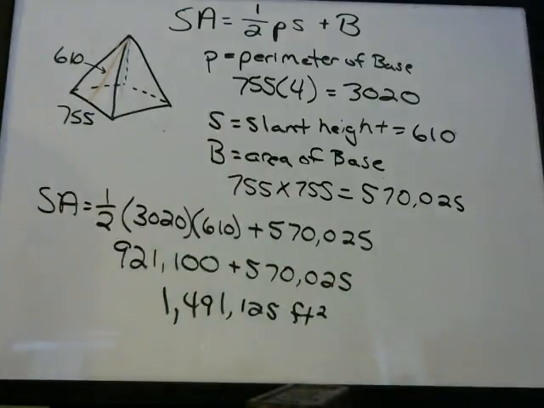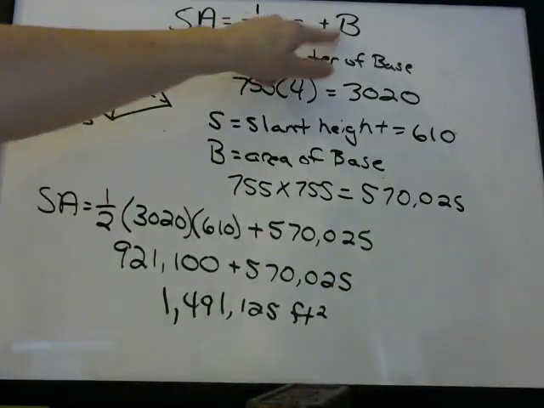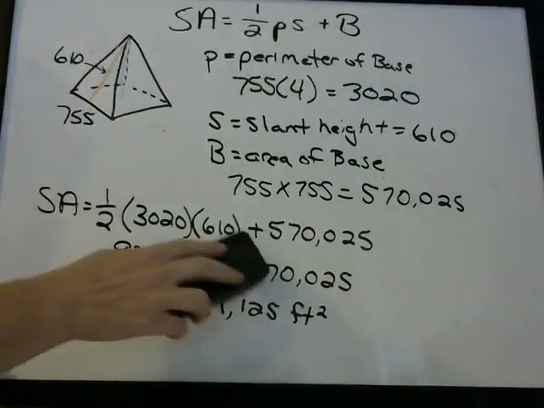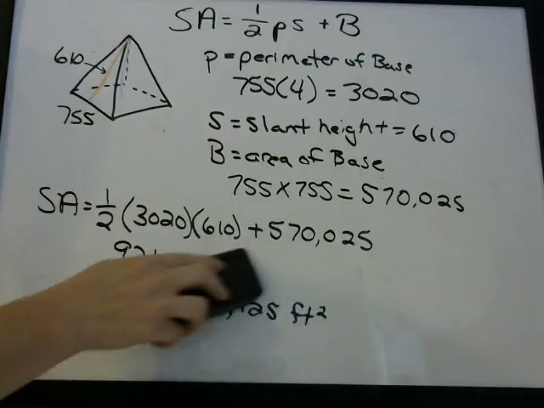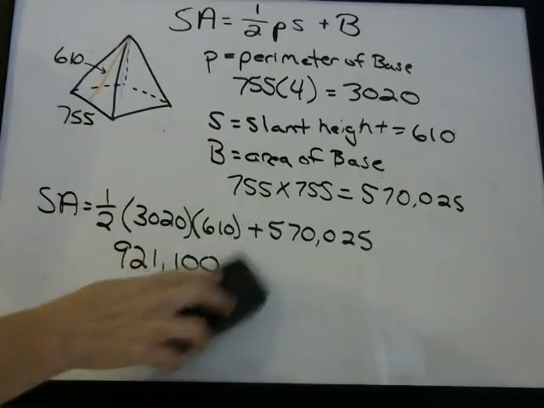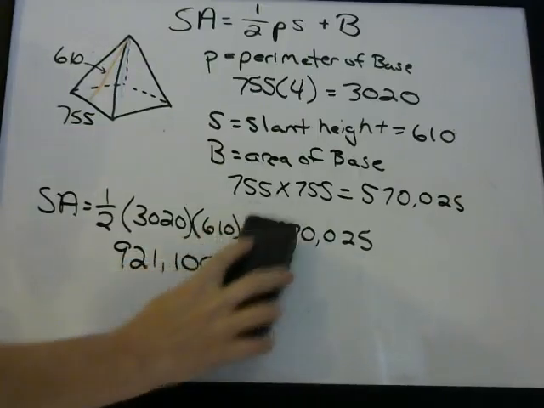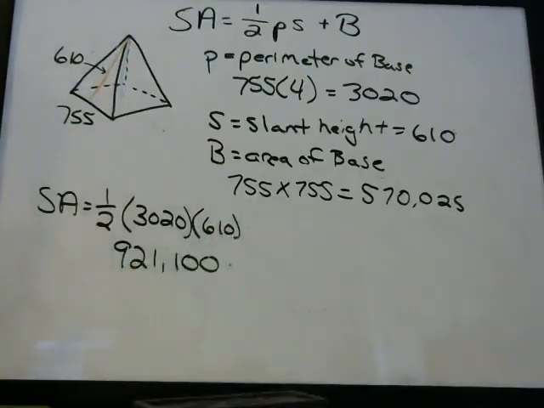If it said, don't count the bottom, what's the surface area of this without the bottom? We're just concerned about the sides of the pyramid. Remember, we just take off this part of it, and our answer would then be 921,100. That's the surface area of the 4 triangular sides. It's the surface area of the pyramid without the bottom.